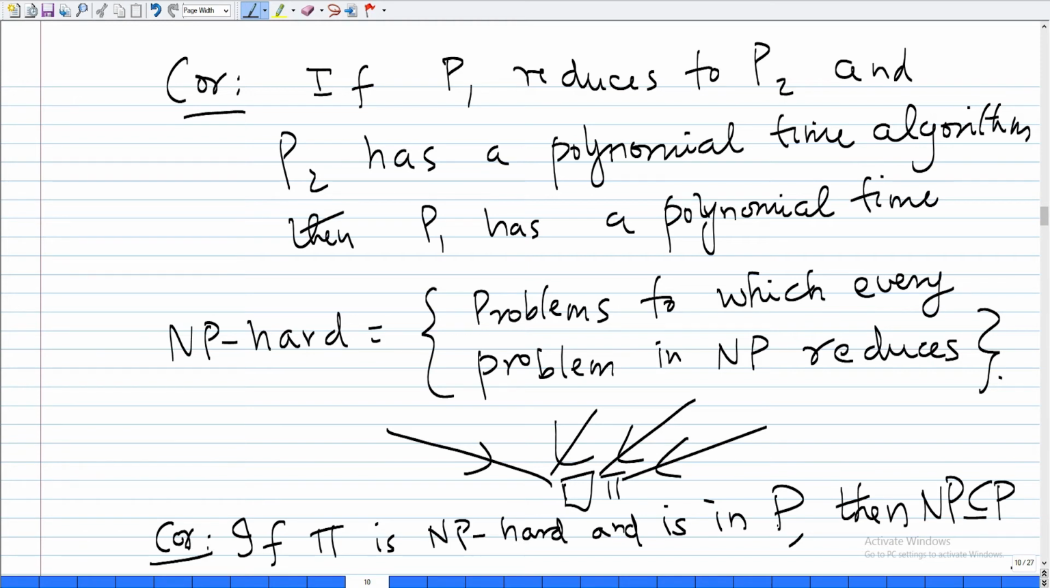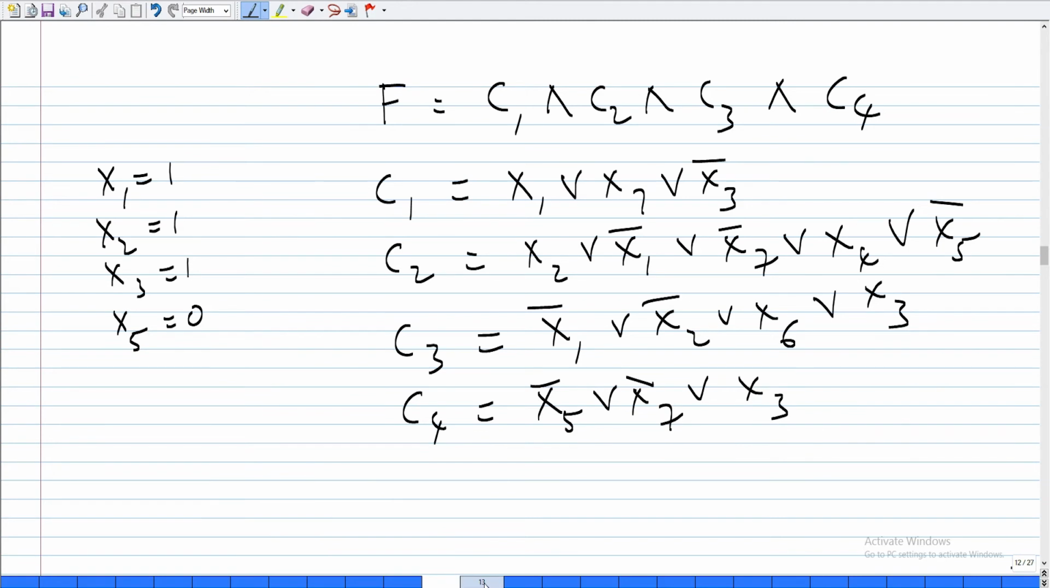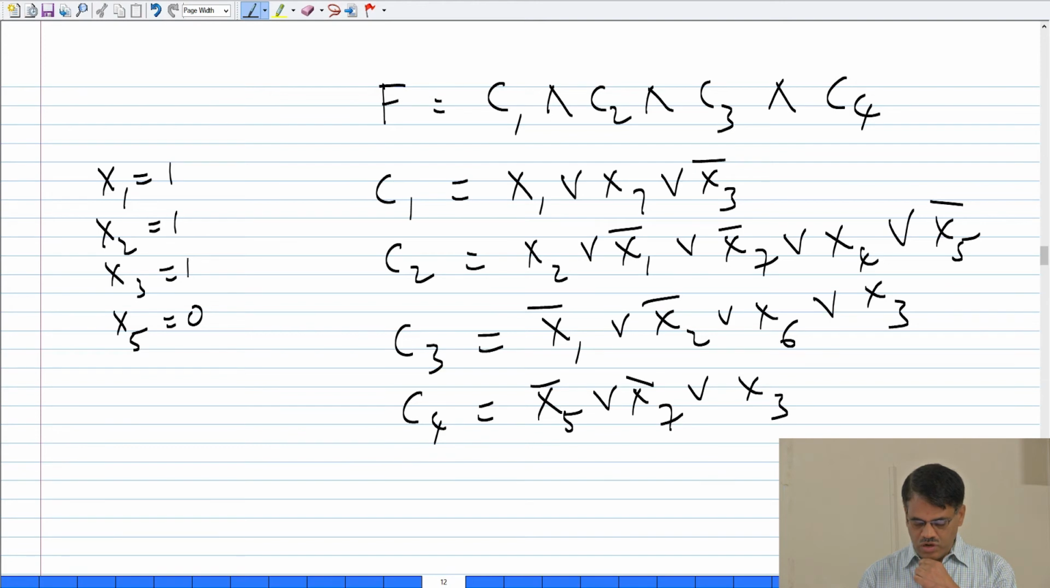Since it is such a powerful statement, which we do not believe, because we believe that verification and computation are inherently computationally different sets of problems, we do not believe that satisfiability has a polynomial time algorithm. So showing some problem as NP hard is evidence that it probably does not have a polynomial time algorithm.